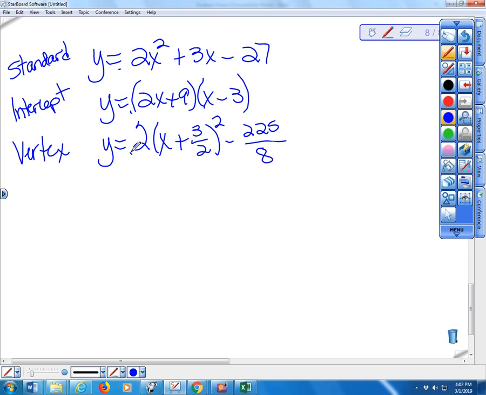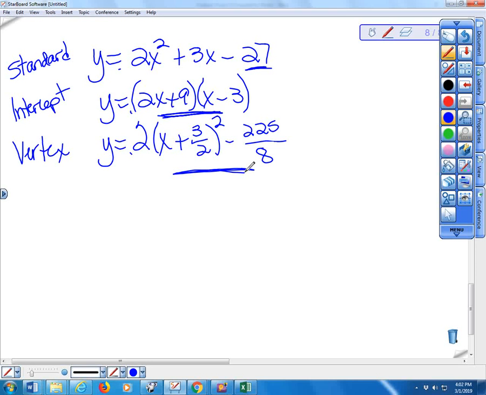Just like we can write equations of lines differently. We can do y equals mx plus b. We can do ax plus by equals c. There's lots of different ways to make a line. These are the three ways to make a parabola. Each of these tells us something different. This one will tell us the y-intercept. This one will tell us the x-intercepts, or the zeros. This one will tell us the vertex.